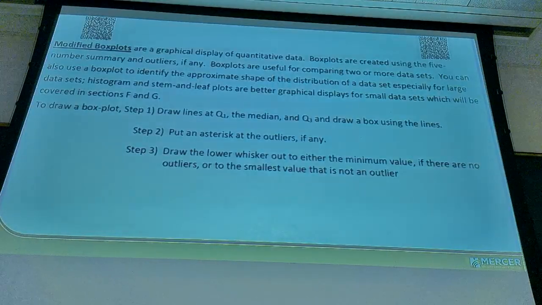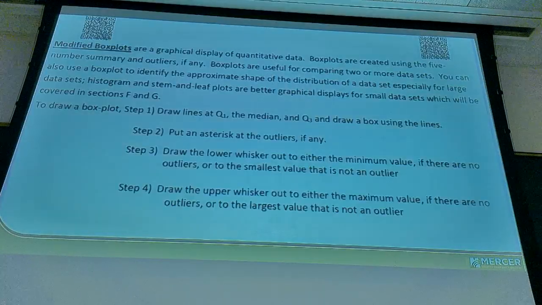Then you draw what are called the whiskers. Your lower whisker is going to go out to the minimum value. Upper whisker goes out to the maximum value. Another name for box plot is a box and whisker plot. You may also see that. They're all the same. I guess I should specify, when I say maximum and minimum, I'm referring to non-outliers.